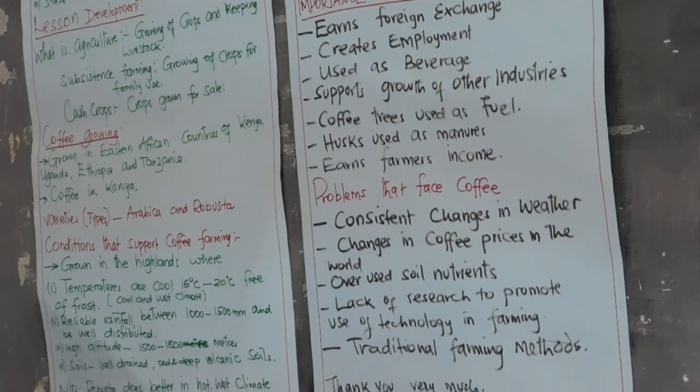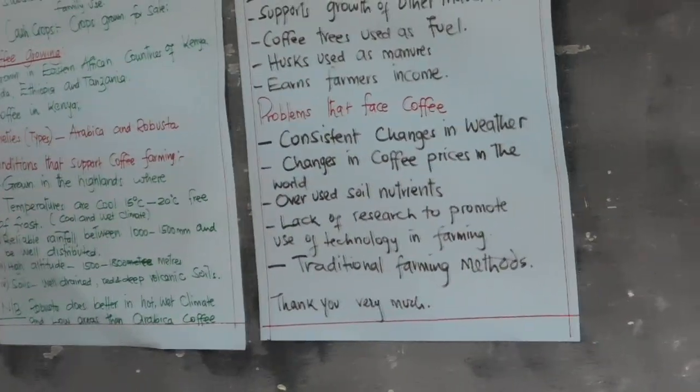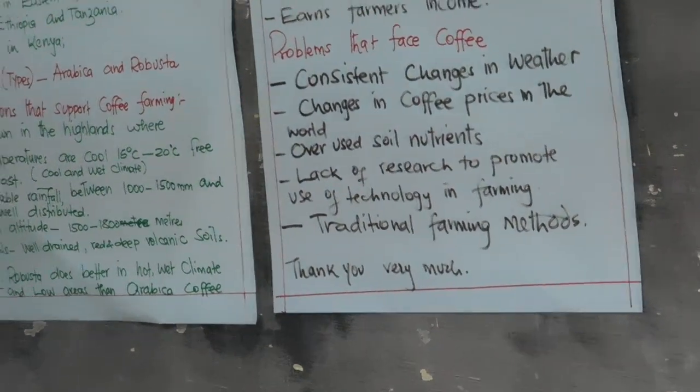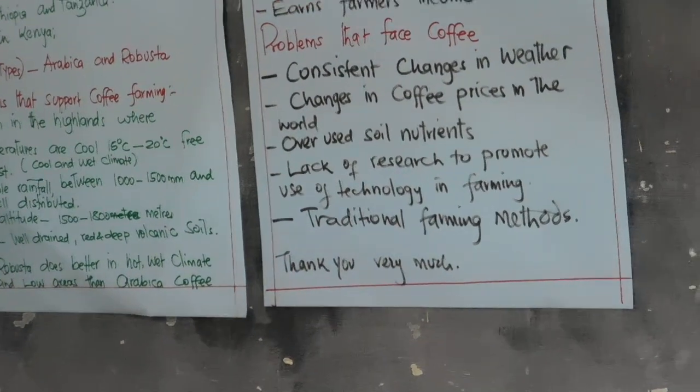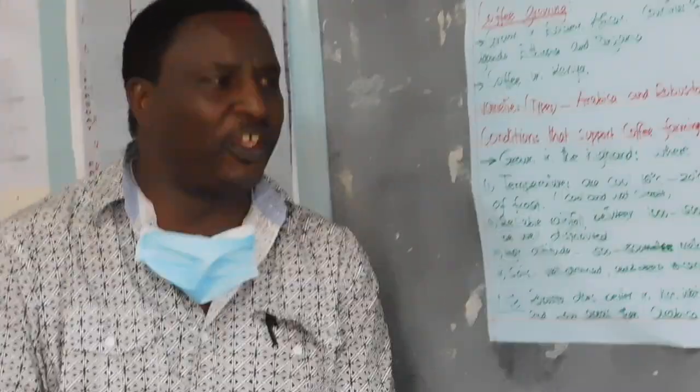However, we have challenges, and these are the problems that face coffee growing. Number 1, consistent changes in weather. Weather has become unpredictable, and there are times we find we have prolonged drought or too much rainfall, and this affects growing of coffee.